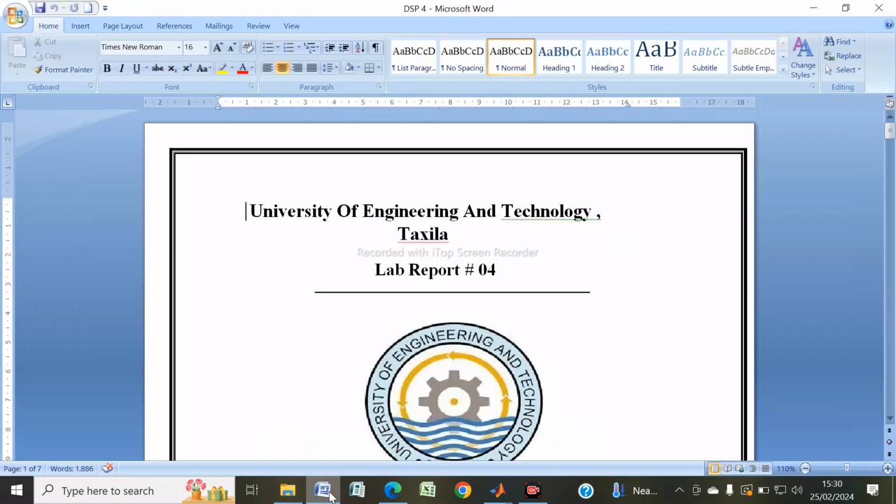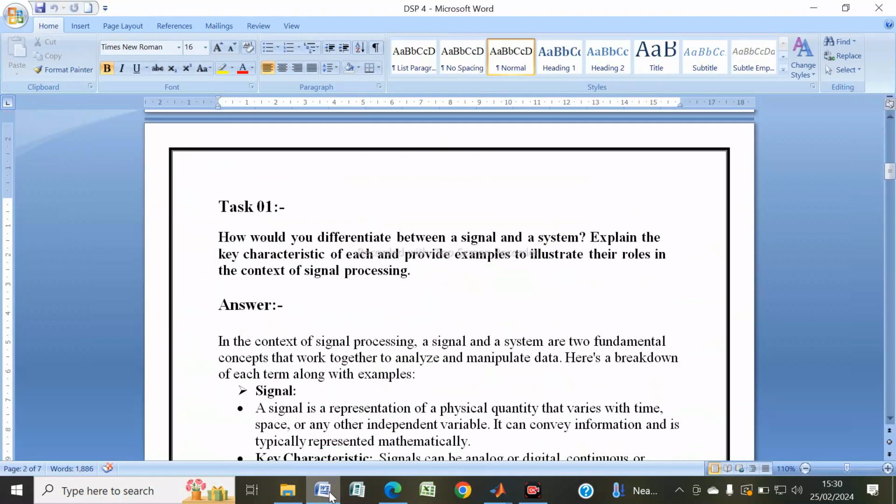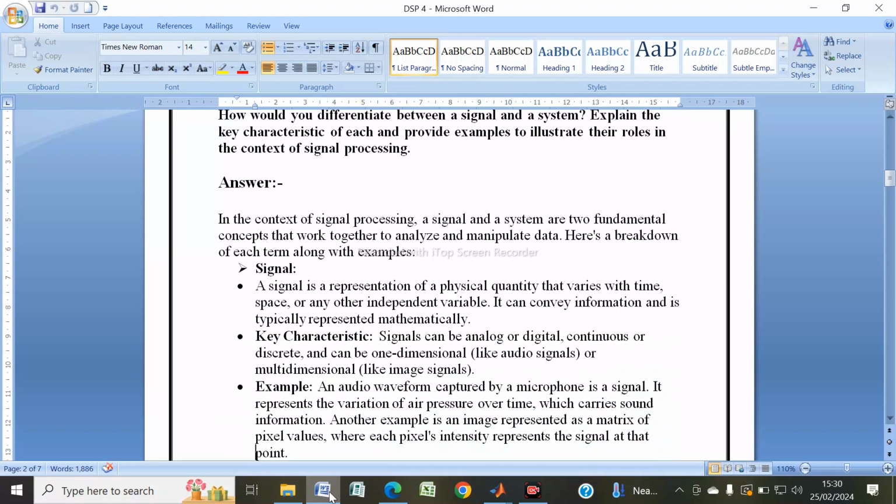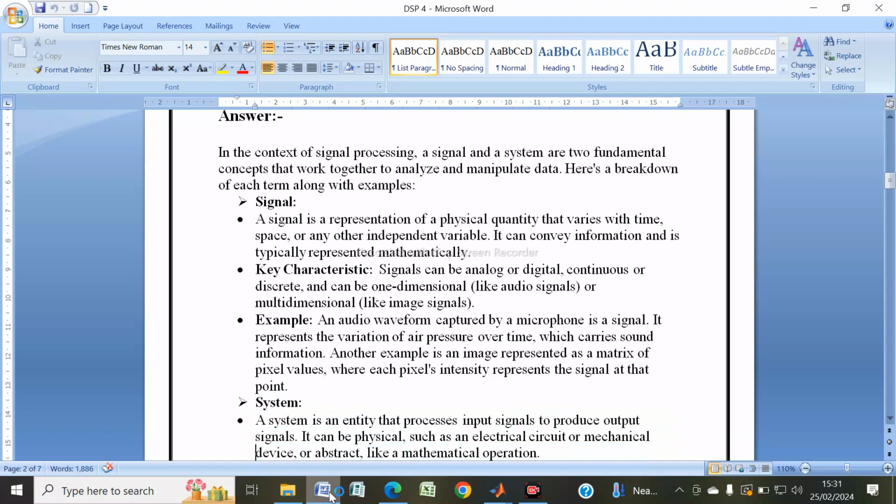So we will move to its first task, in which we have to differentiate between signal and system by providing its key characteristics and examples. A signal is a representation of a physical quantity that varies with time, space, or any other independent variable. Its key characteristic is that a signal can be analog, digital, continuous, or discrete, or can be one-dimensional or multidimensional. An example is an audio waveform captured by a microphone. It represents a variation of air pressure over time, which carries sound information.